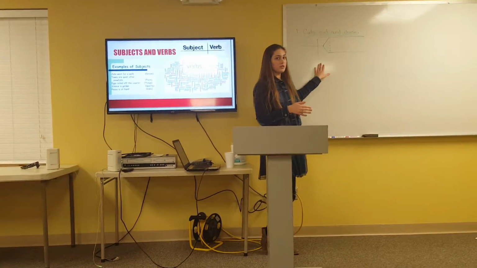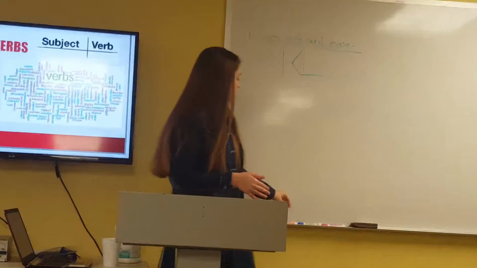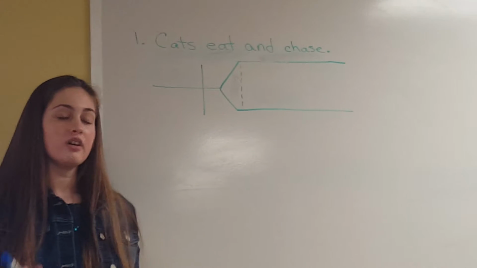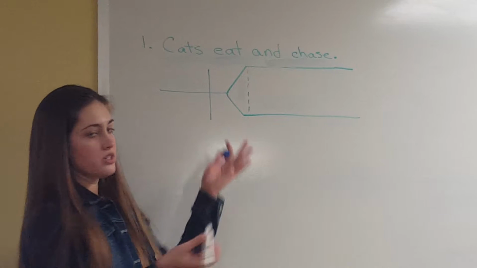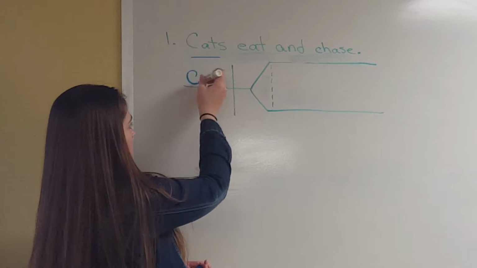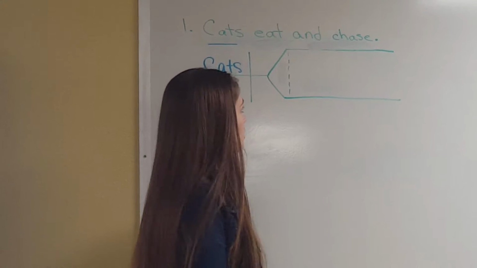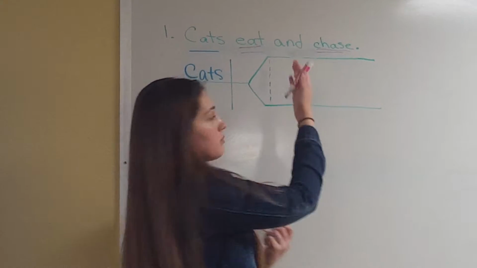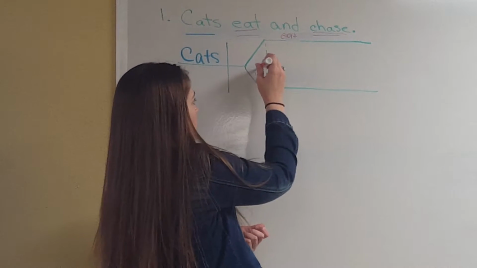Here I have one example of a simple sentence which we're going to diagram. So first we need to find the subject and verb to determine if it's simple, compound, complex, or a compound, complex sentence. So who is doing the action? Cats. So underline that once, and then bring that down and put that in the subject spot. And what are the cats doing? Eat and chase. So we can underline that twice, and then bring those down into the diagram. So eat and chase.